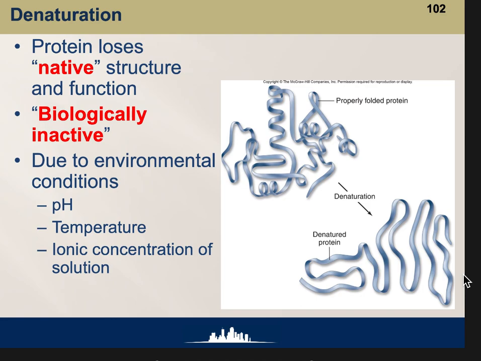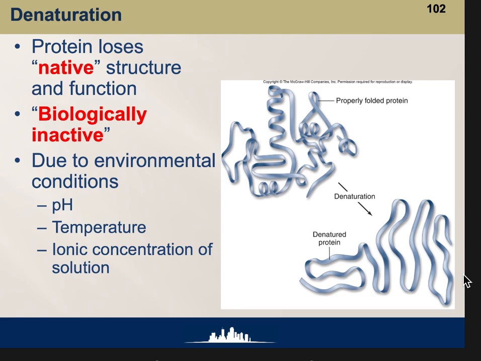So what can also cause proteins to lose their structure is to have them go through environmental conditions that will, quote unquote, denature them. And when it denatures, it changes shape, and it loses function. And so things like pH, temperature, or different solutions can denature proteins.